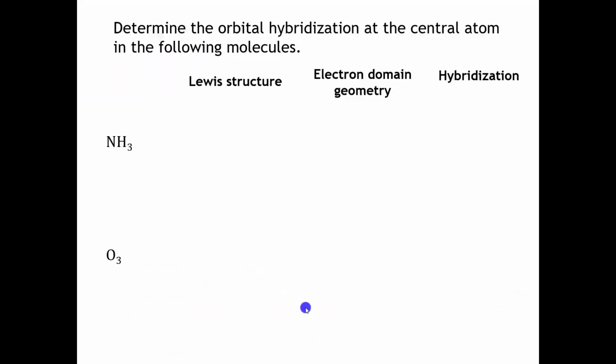So here are a couple molecules. What I would like you to do now is to pause the video and complete this table. Predict the hybridization at the nitrogen atom in ammonia and the central oxygen atom in ozone, and then come back and I will go through the answers.